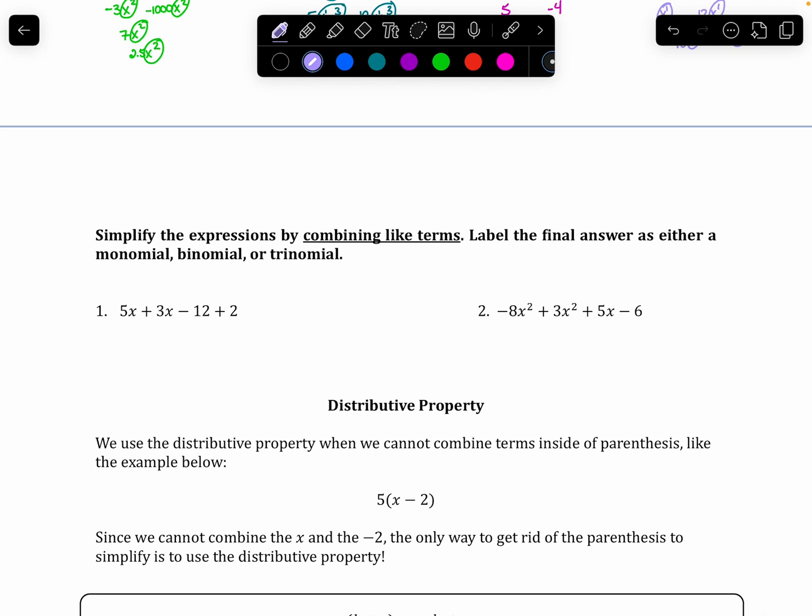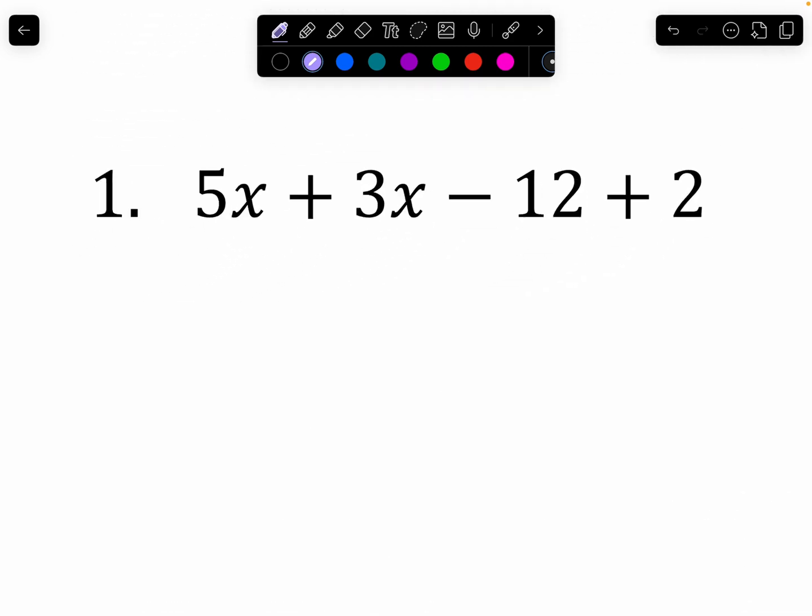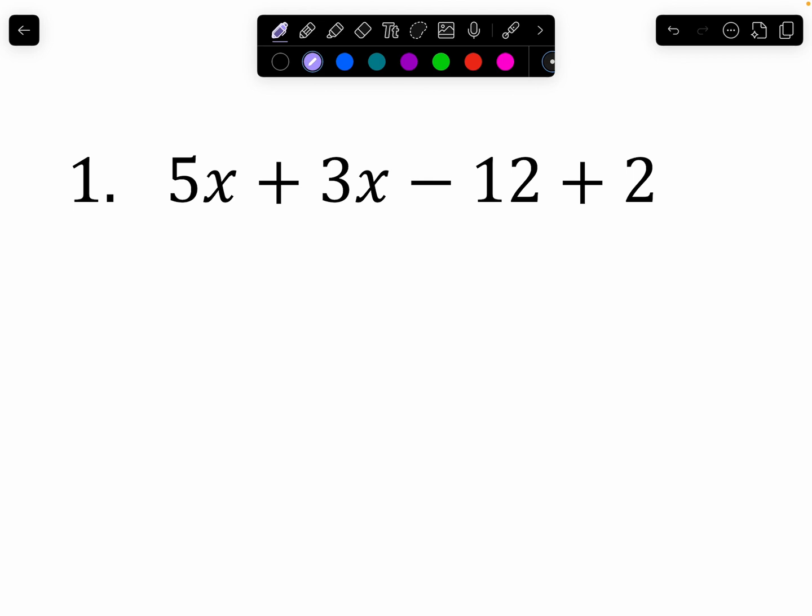This next section wants us to simplify the expressions by combining like terms. I need to label the final answer as either a binomial, monomial, or trinomial. So when you look at what we have here, we are going to combine our like terms, and we are going to do this by, I like to circle or underline or squiggle any terms that I consider like. So I'm going to start with blue. I'm going to just grab something. I have a 5x to the first. So any other term that has an x to the first would be considered like 5x to the first, and I can combine them. And if you look at the rest of my problem, I only have one other x to the first term, and that is 3x to the first.